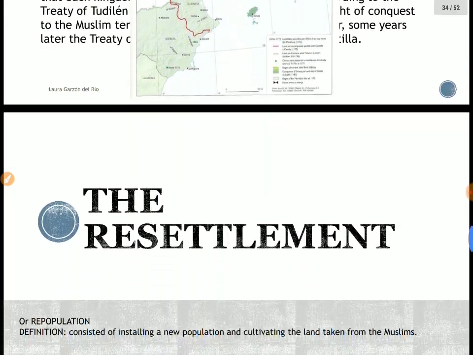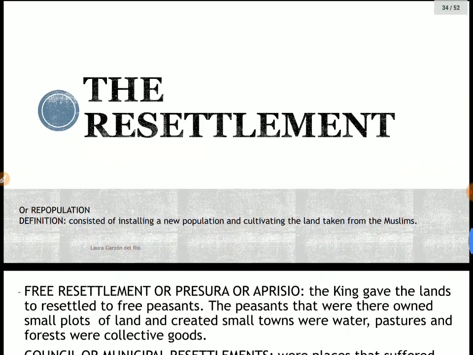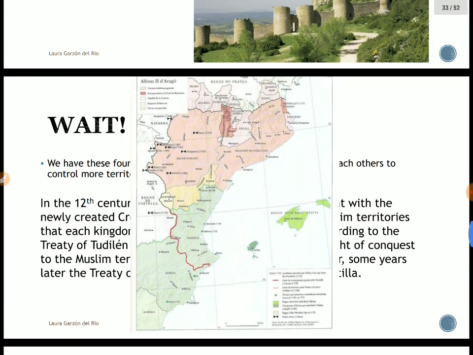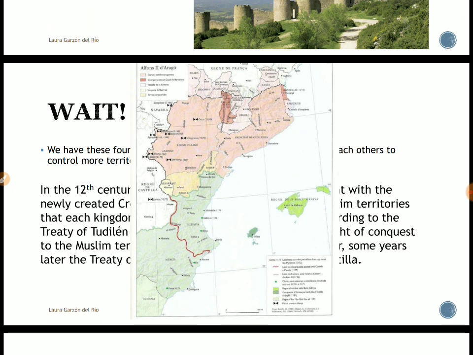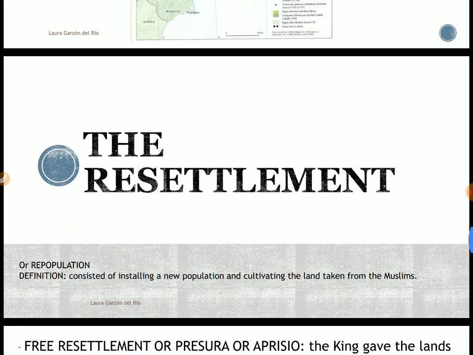So here we end the part of the Reconquista. We are going to leave it there around the 13th, 14th century, although the last part is the easiest one. One very important thing is the resettlement or repopulation, that is the installation of new population and cultivation of the land taken from the Muslims.